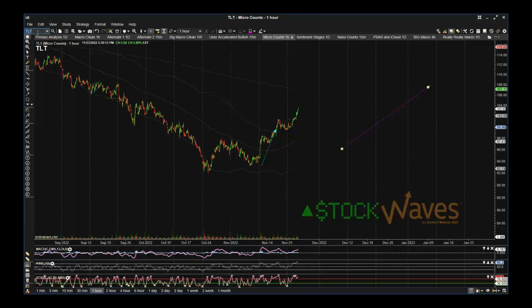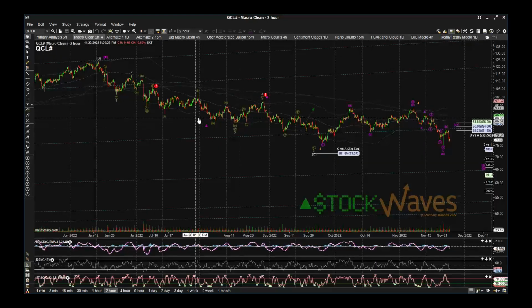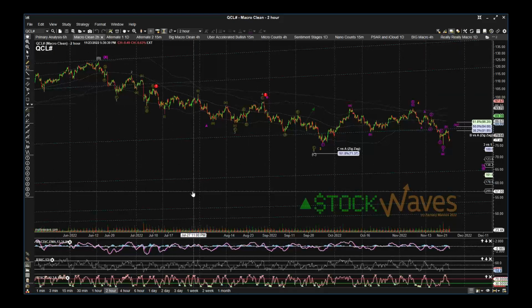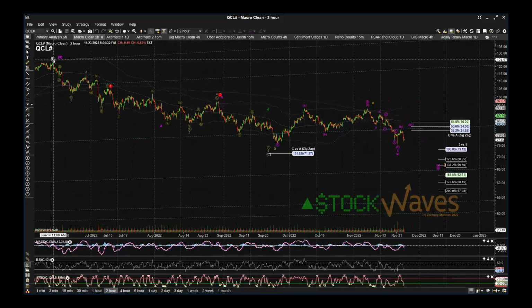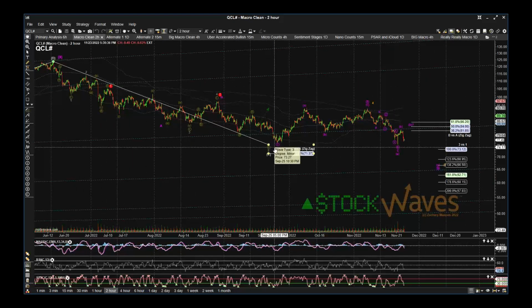Okay, let's move on to the energy space. Let's take a look at, where's my macro clean chart? Oh, here we go. Here's our oil chart. QCL is my continuous contract for crude oil. We're initially looking at this as a B wave top here in June and looking for a C wave move down. We filled out all of the subwaves as minimal subwaves for a C wave to normal fib extensions.